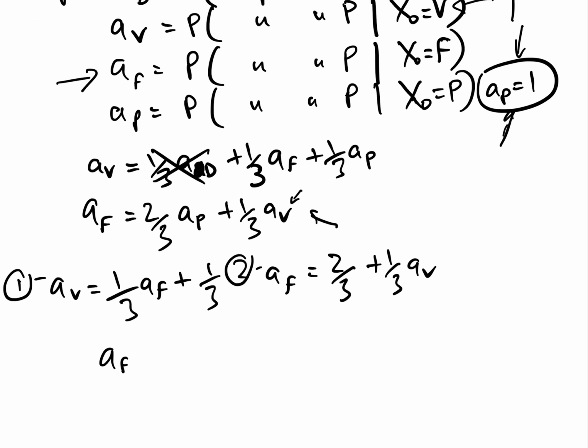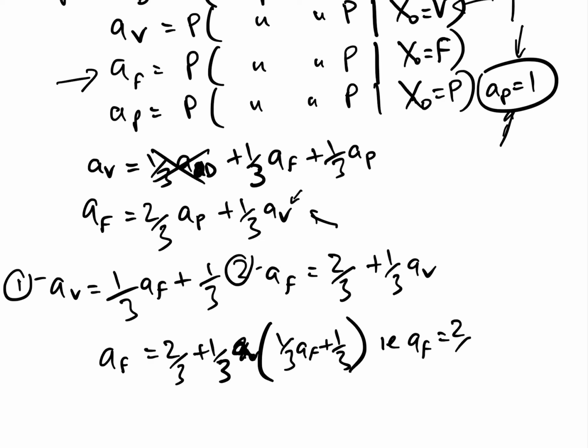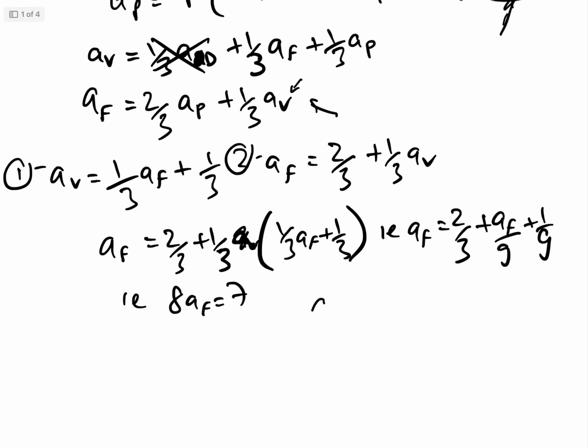So we get AF equals 2/3, add a third AV. So that's basically, and we can replace AV here by a third AF add a third, i.e. AF equals 2/3 add AF over 9 add a ninth, i.e. 8 AF equals 7. So AF equals 7/8 and AV equals 5/8.